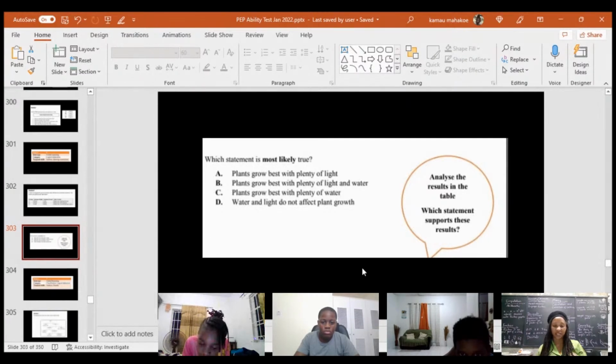C. Plants grow best with plenty of water. Or D. Water and light do not affect plant growth. Which statement is most likely true?